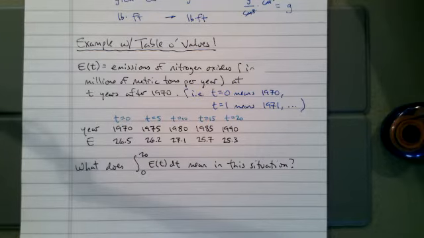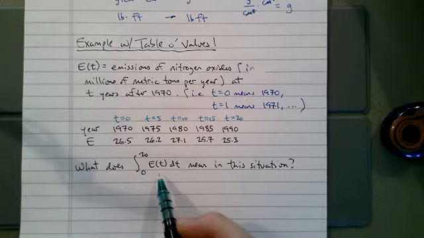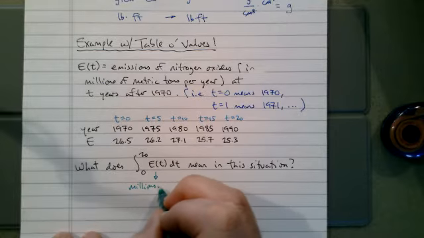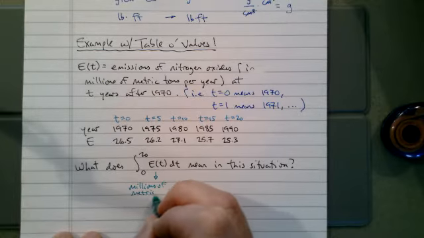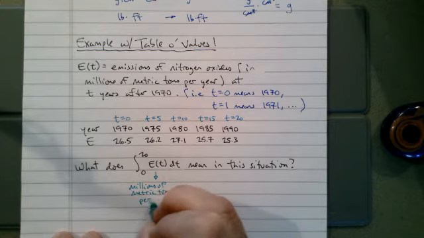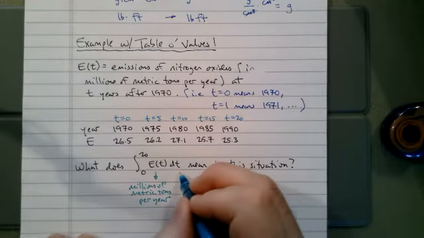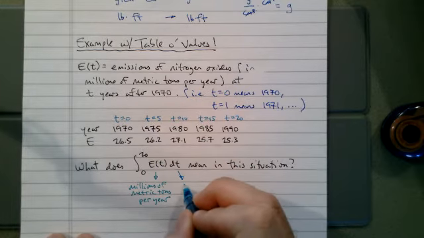So the E of t is going to be emissions of nitrogen oxides in millions of metric tons per year. In this case, t is measuring time in years. So the units of dt are time in years.